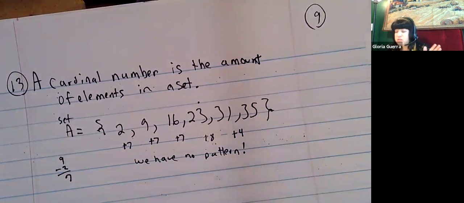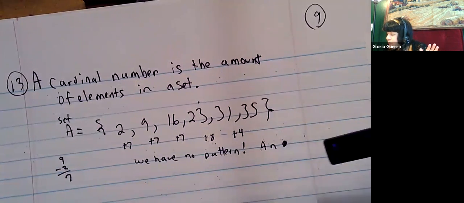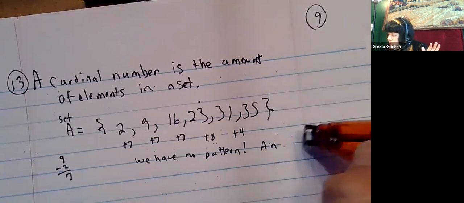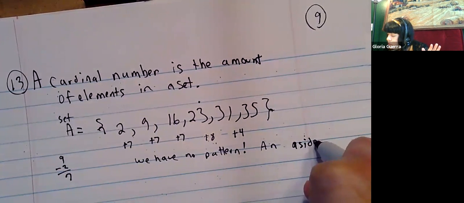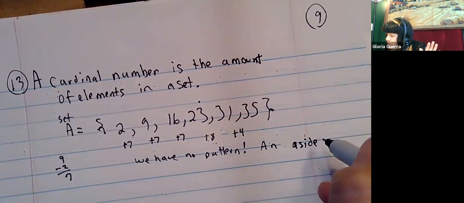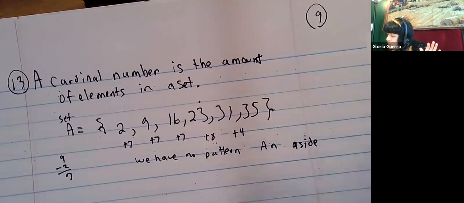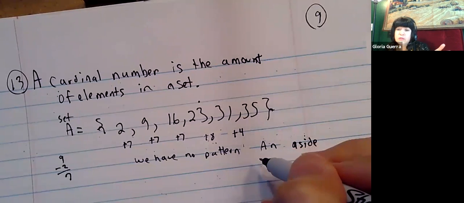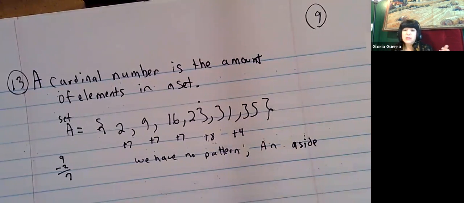Okay, so that's just an aside. They're not asking about a pattern like they did on problem number 1. This is just an aside, like a side note. But going back, cardinal number is the amount of elements in the set.